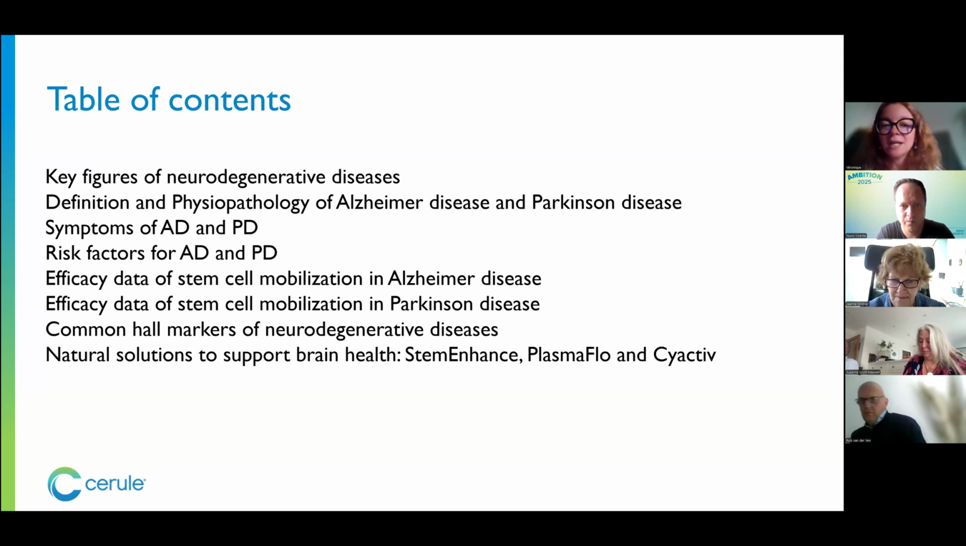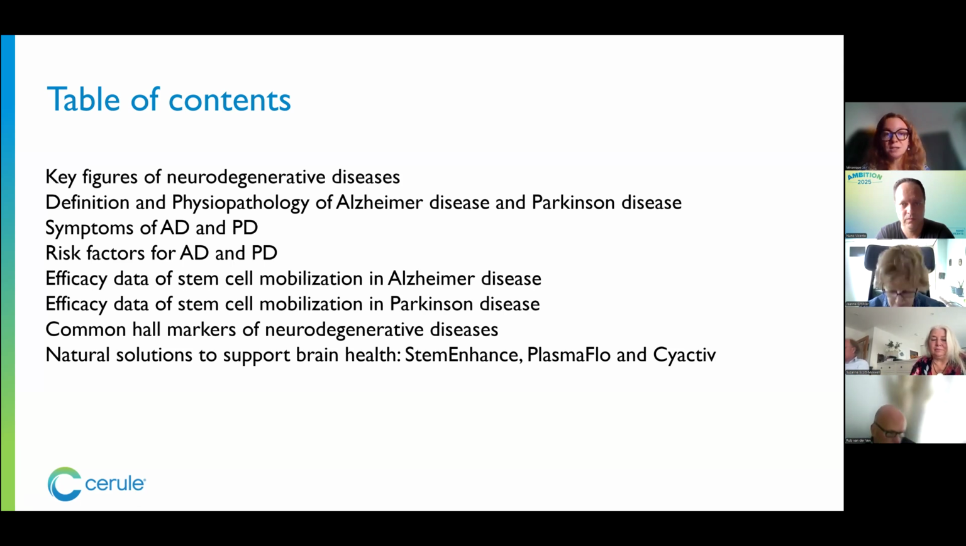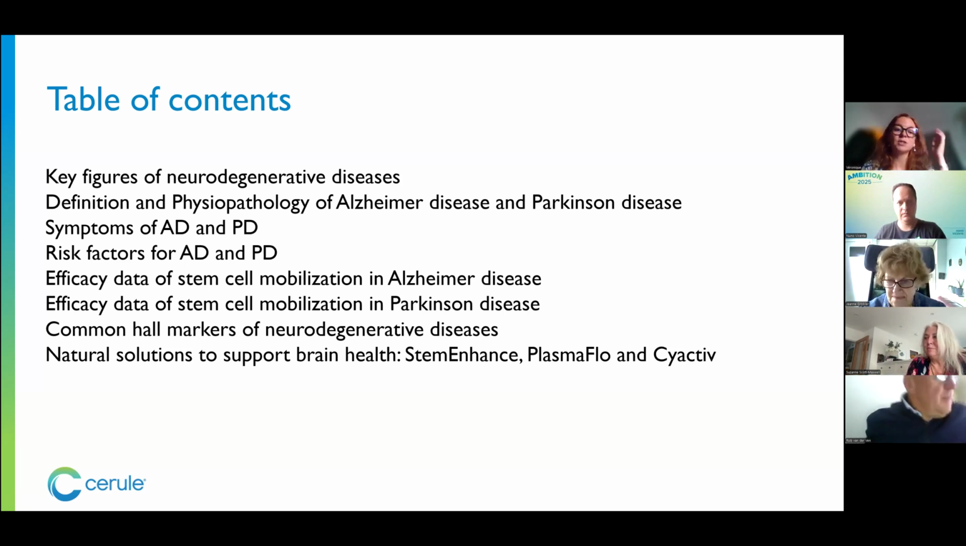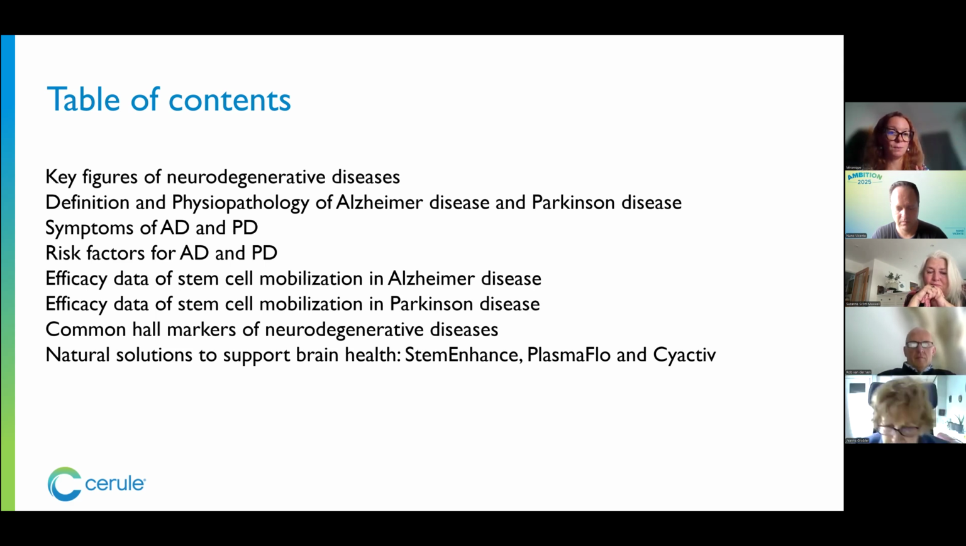neurodegenerative diseases. The idea is really to give you some key figures, the prevalence of the pathology, the definition, and we will go into the physiopathology because it will make us understand the interest of stem cell mobilization and other natural solutions. So we need to explain a little bit the physiopathology and look at the symptoms and the risk factors for both pathologies.